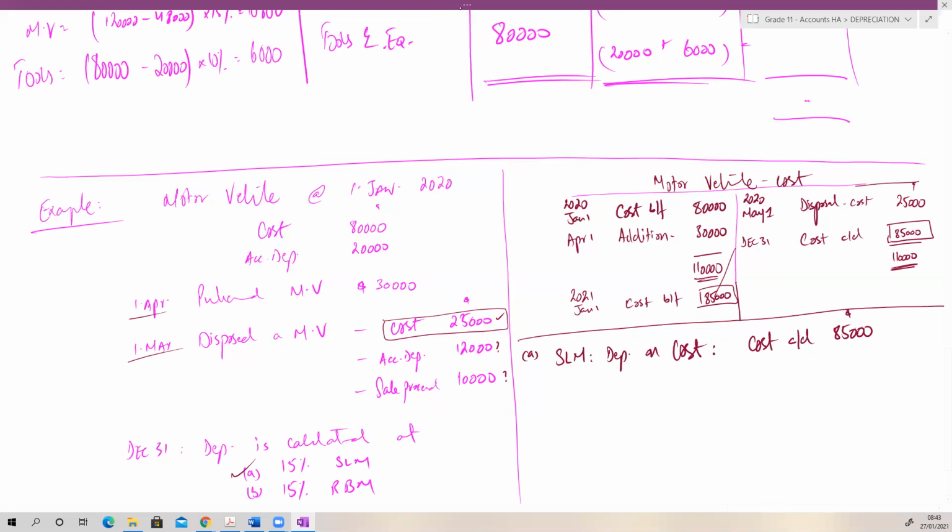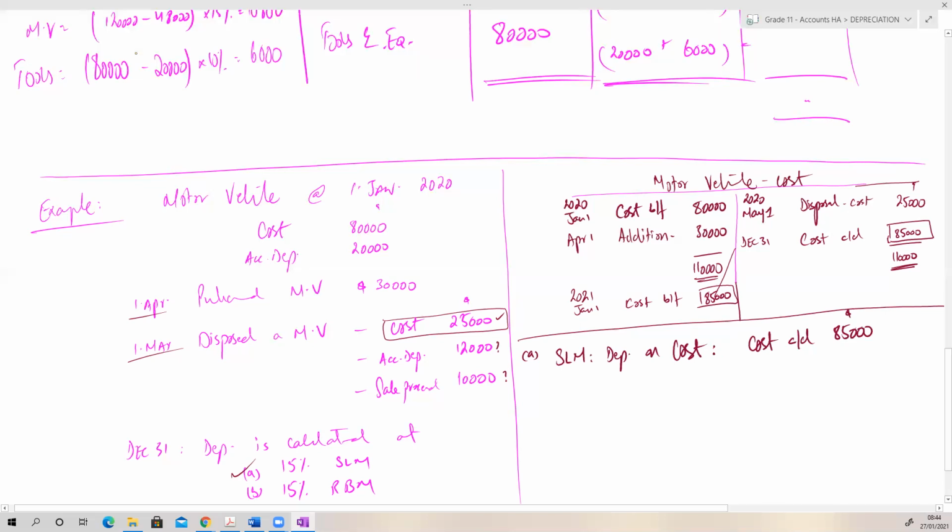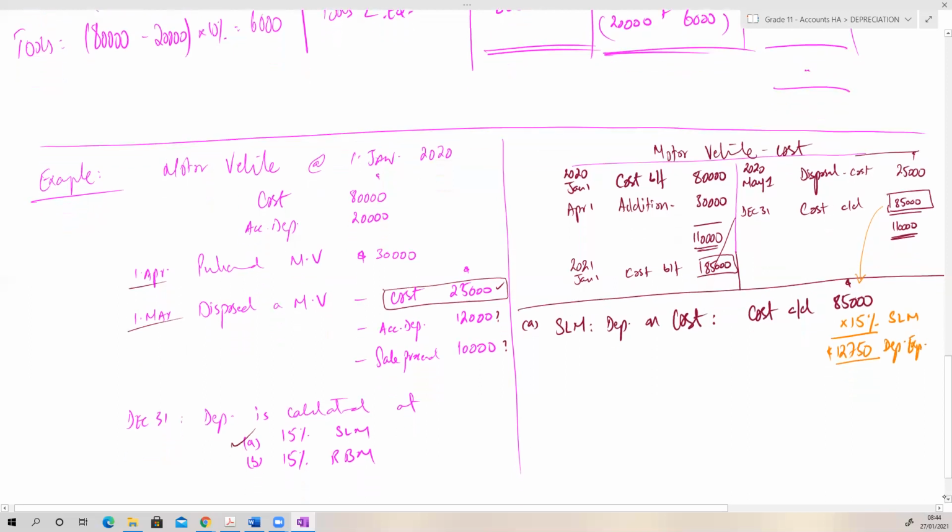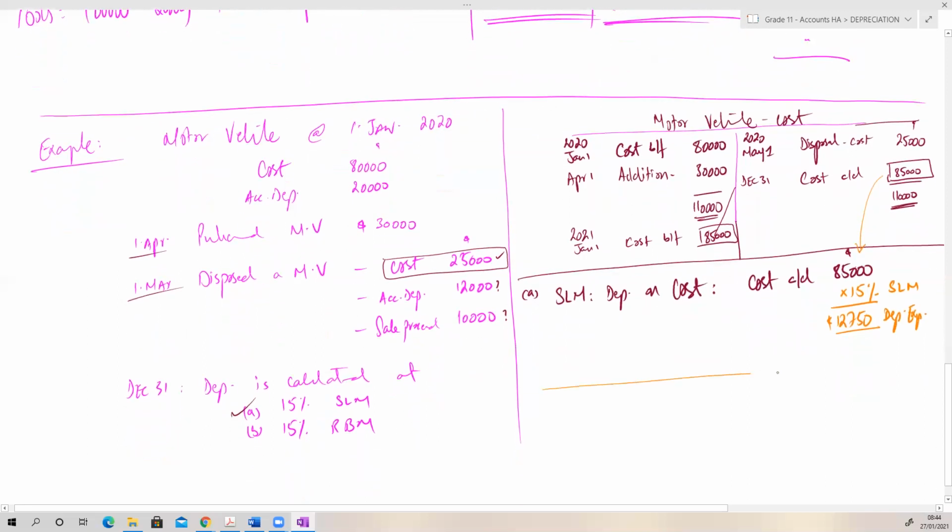Okay. Where did you get this cost from? This 85 from here. In the straight line method, depreciation is always charged on the cost, right? So into 15%, how much did the straight line method come to? 15% of 85,000. What would be the amount of it? Say 12,750. This will be your depreciation expense for the year. Very simple. In the straight line method, you apply depreciation on the cost.